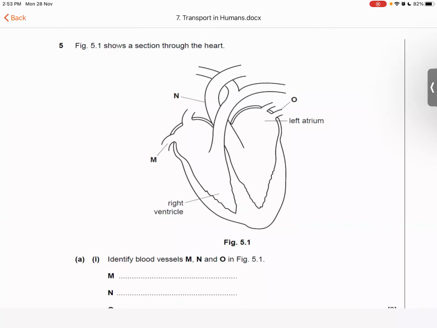Okay. Figure 5.1 shows a section through the heart. Identify the blood vessels M, N, and O. So what does M look like to you? M is a blood vessel that is opening into the right atrium. So what could that blood vessel be? Miss, I'm not sure.